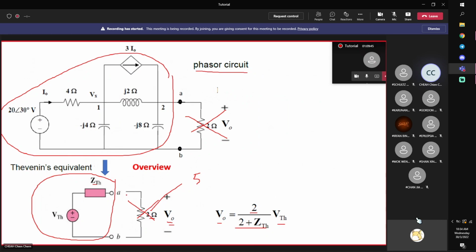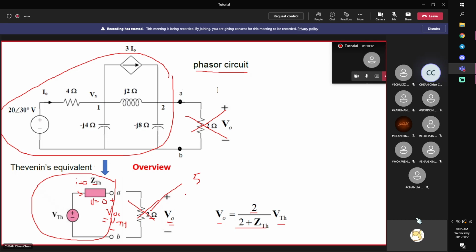Okay, you can actually see from here, if this is open, then there's no current. Current equal to 0. Okay, if there's no current, then this voltage is equal to 0 as well, correct? Ohm's law, I times Z is 0. Then this voltage is actually VTH. Your VOC is therefore equal to VTH.